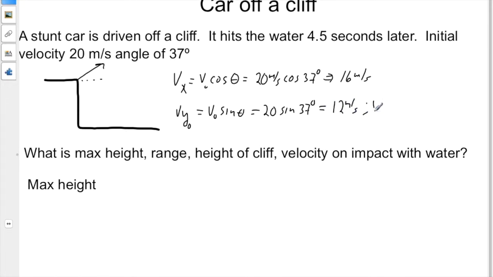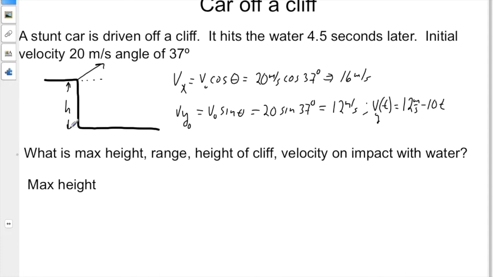And just to remember, the velocity as a function of time is 12 meters per second minus 10t. The velocity in the y direction is not constant. We want to know the maximum height of the car, the range, how high the cliff is, and the velocity on impact with the water.